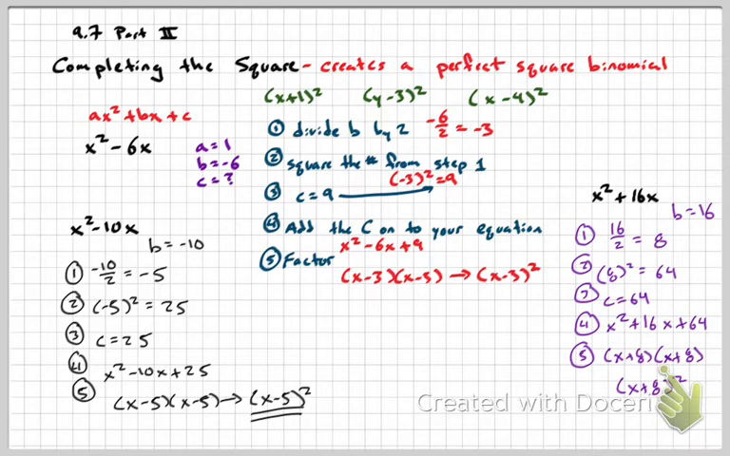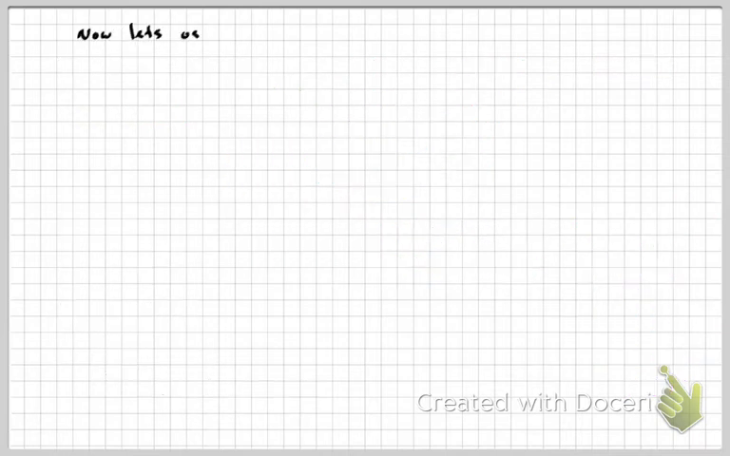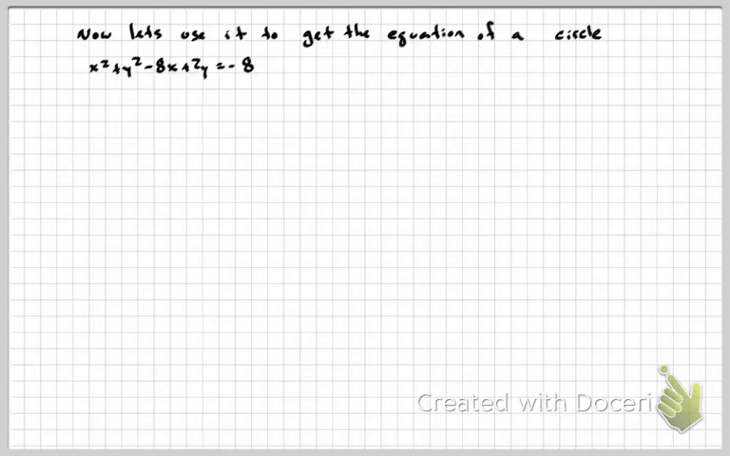So how does this work when we are trying to find the equation of a circle? I'm glad you asked, because now we're going to get into it. So let's say we got this guy right here. We've got x squared plus y squared minus 8x plus 2y equals negative 8. And our goal is to put it in standard form, where we want to get that to look like this: x minus h squared plus y minus k squared equals r squared.